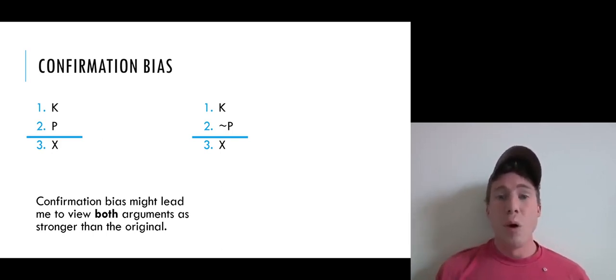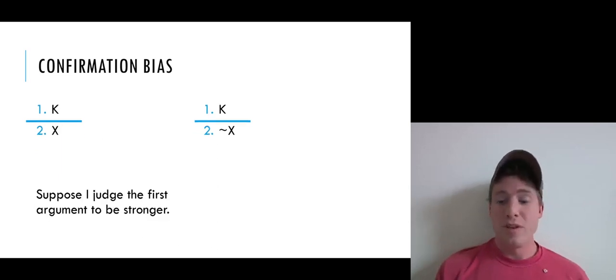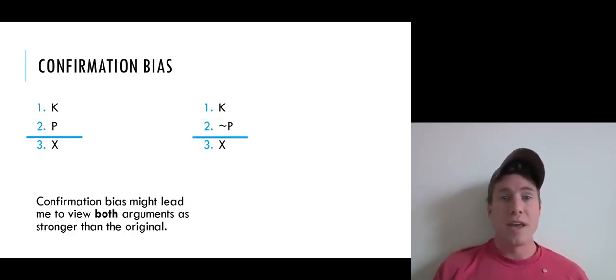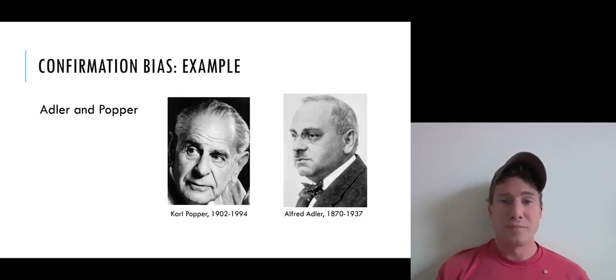If you thought that both of these new arguments, the one adding P and the one adding not P, have higher inductive probability than the previous argument, the argument that just went from K to X, then this would be a particularly egregious sort of confirmation bias, right? If you think both adding P to your stock of knowledge and adding not P to your stock of knowledge both support X to a greater extent than you previously had, that would be a particularly egregious sort of confirmation bias.